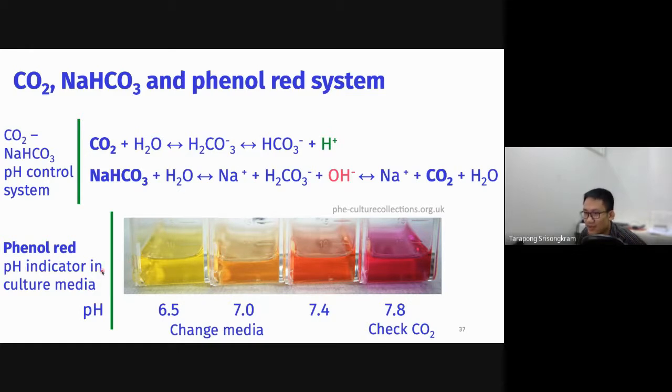And we use phenol red in the media as a pH indicator in cell culture, and we can monitor the cells' behavior. The normal pH for cell culture is the physiological pH, which is 7.4, right? But if it's too low, we need to change the media. Or if it's too high, we need to check the carbon dioxide level.